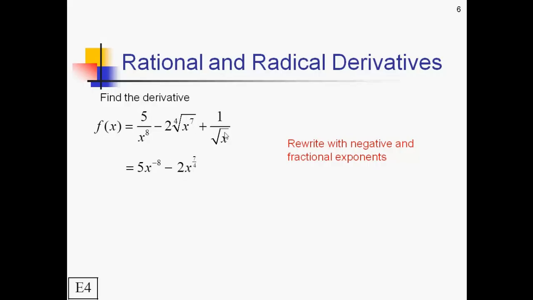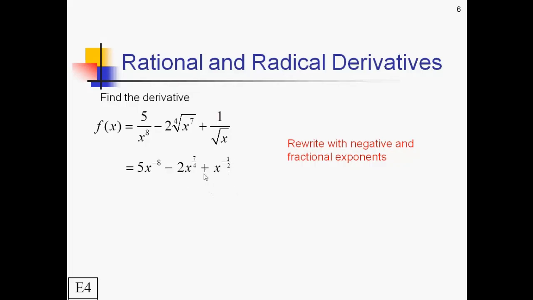And this one, we've got a little bit of everything. This would normally be x to the 1 over 2, invisible 1 and invisible 2. Since it's in the denominator, this is going to be a negative 1 over 2 exponent, because that would give us the reciprocal. So those are our exponents.